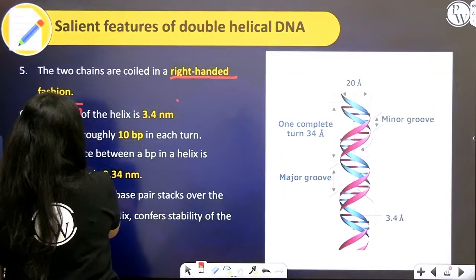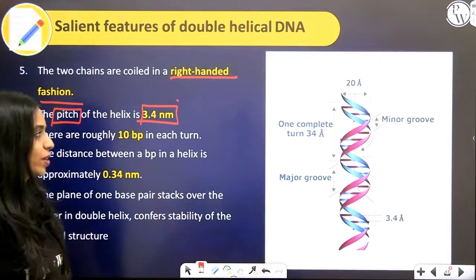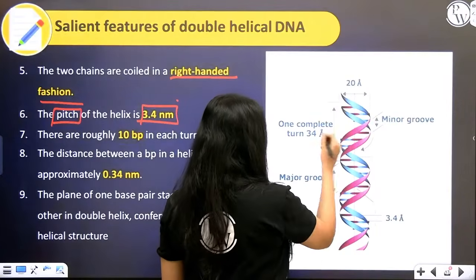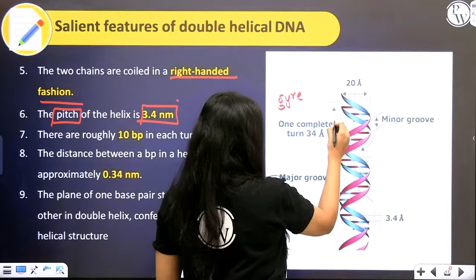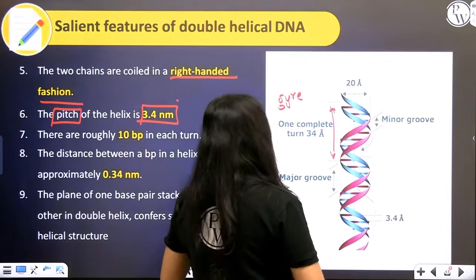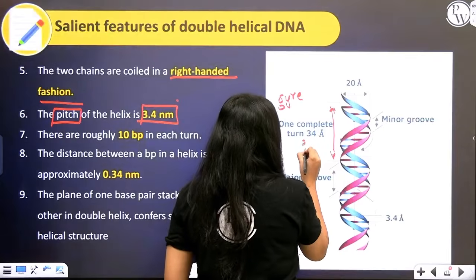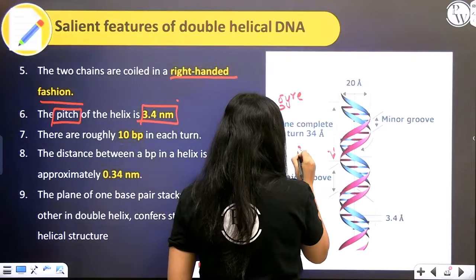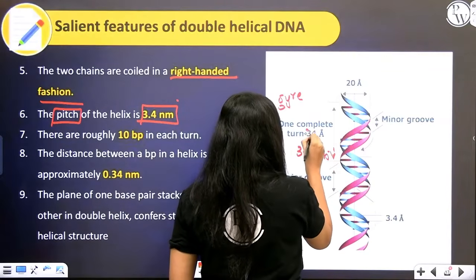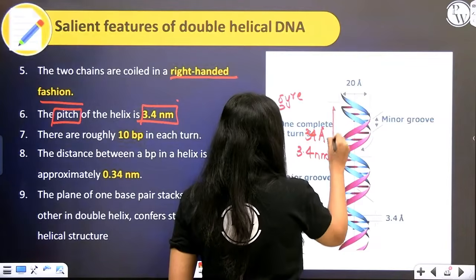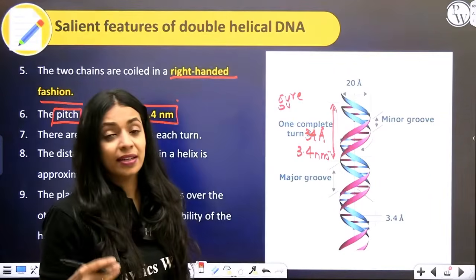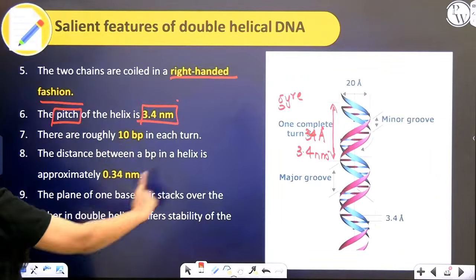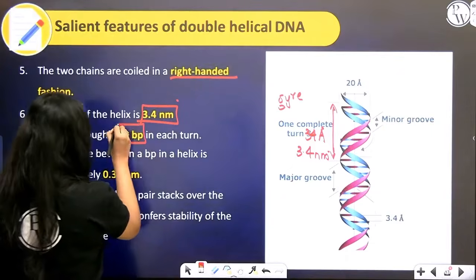The pitch of the helix is 3.4 nanometers. What is a pitch? One complete turn, one full 360-degree turn, is called a pitch, or sometimes we even call it the gyre. That will measure about 3.4 nanometers, or if you're measuring it in angstroms, it'll be 34 angstroms. It's best if you remember these numbers in nanometers, because that's how it is given in NCERT. Okay. So in one pitch, one full turn, there are roughly 10 base pairs.